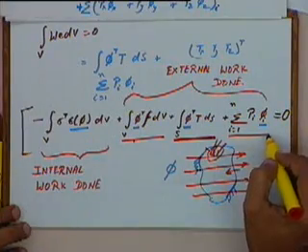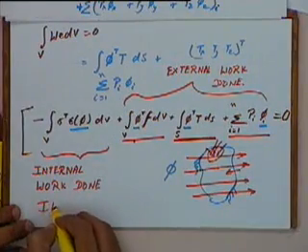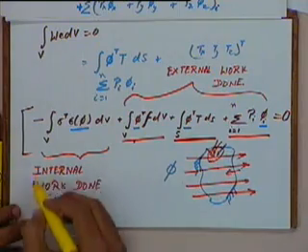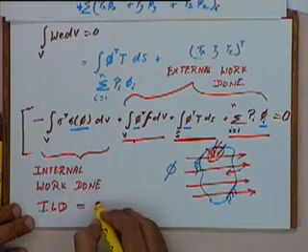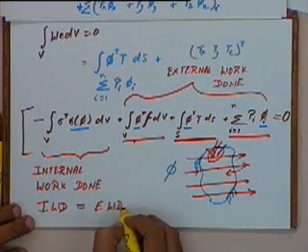So these three terms will give us the external work done. Okay, so if I look at this, I get minus internal work done plus external work done is equal to 0, or the internal work done will be equal to the external work done.